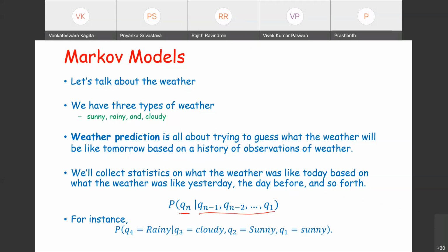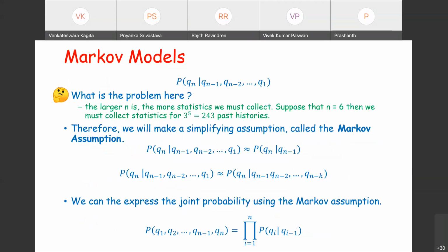Given the information about n minus 1 days, you need to predict the weather for the nth day, or given the information about n days, the weather for the n plus 1 day. So this sequence is important here. We need to estimate the probability of Qn given Qn minus 1, Qn minus 2, and so on up to Q1. Looks fine, but what is the problem? How many probabilities do you need to store if you have to estimate this?